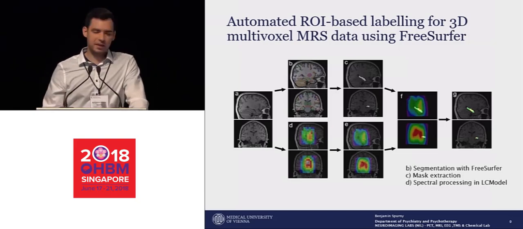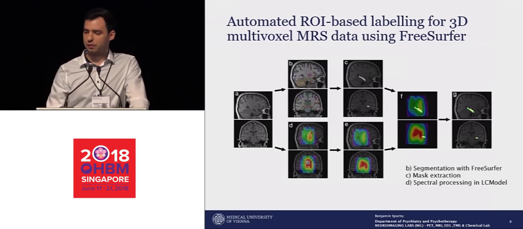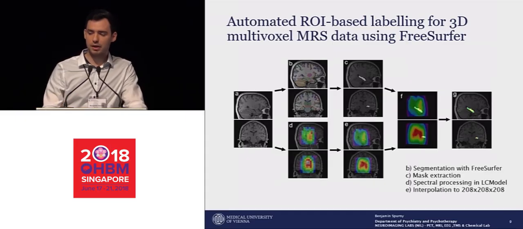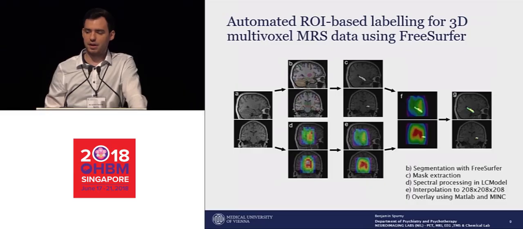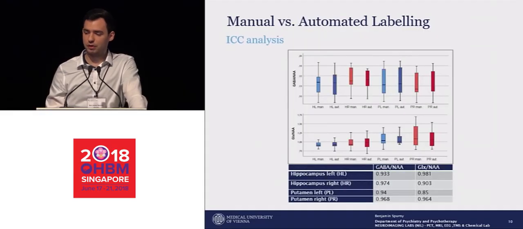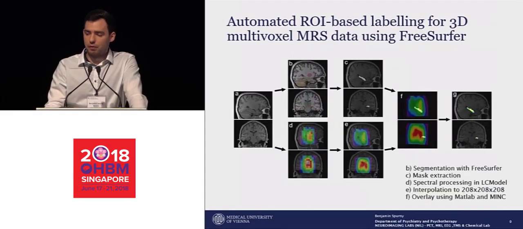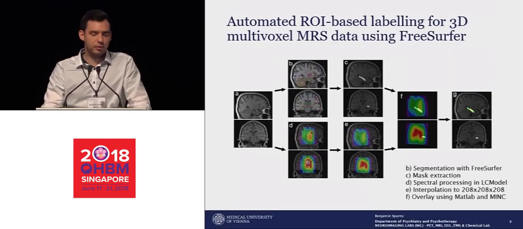What you do next is then basically an overlay of the masks and our spectral data. We use Mink and MATLAB for this, and then get some values within our regions of interest for all regions you basically want to have.